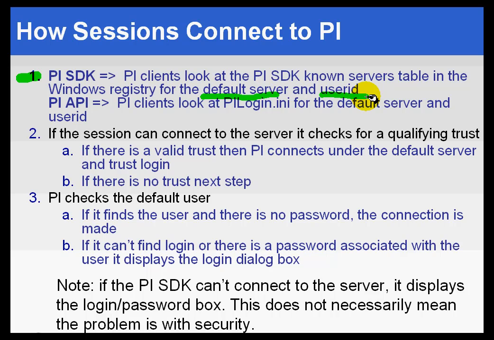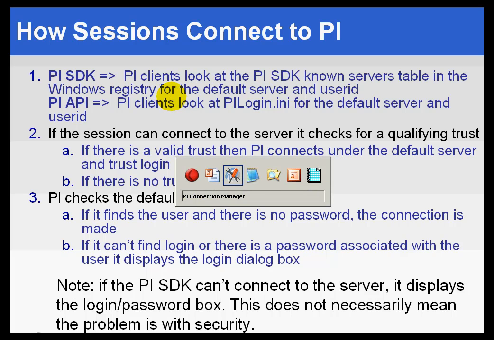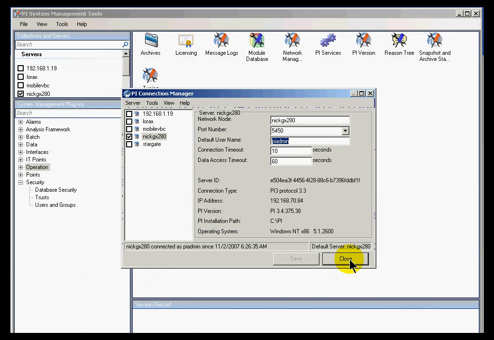Now, in the case of this PI SDK based client, we're going to look in something called the known servers table. It's not a table that we really expose to customers. It's basically a Windows registry entry. But we're going to look in there, and that's what we're going to use to populate our connection dialog box for our SDK based applications. Now, this is the connection dialog box for the SDK based applications.